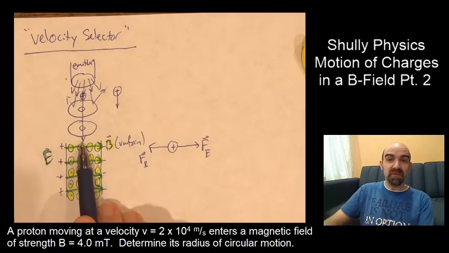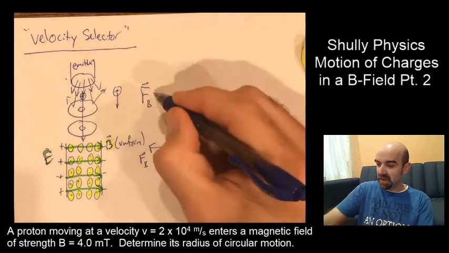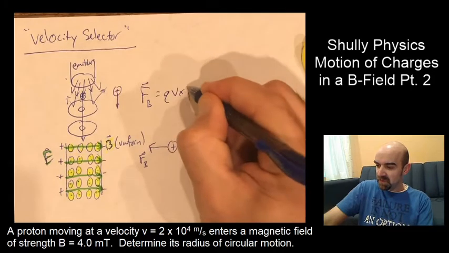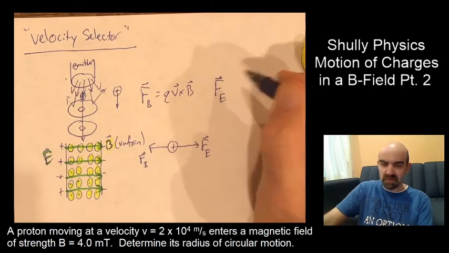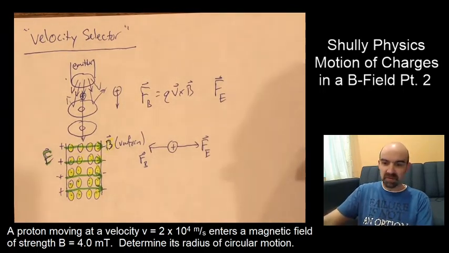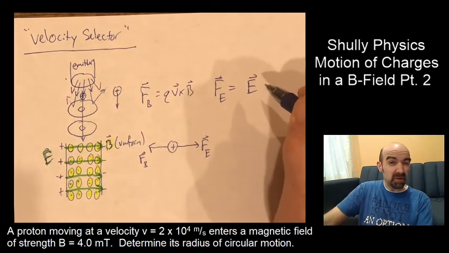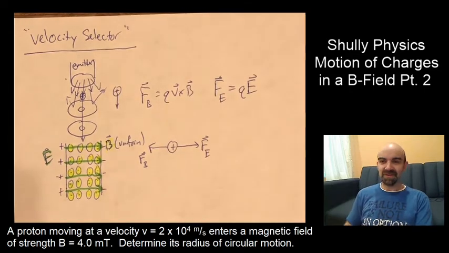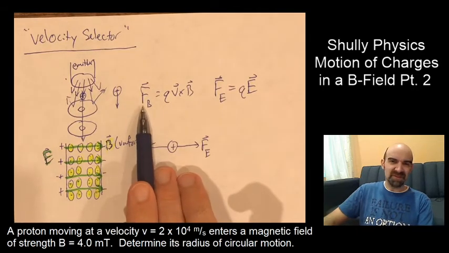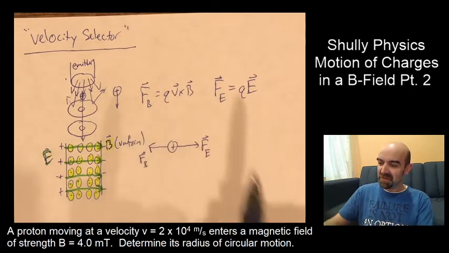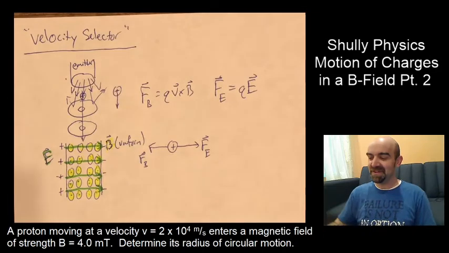Now, if it's moving too fast, let's look at the magnitude of the magnetic force, QV cross B. And what is the magnitude and direction of the electric force? Electric field times Q. The electric force is in the direction of the electric field. But keep in mind, the magnetic force is not in the direction of the magnetic field.